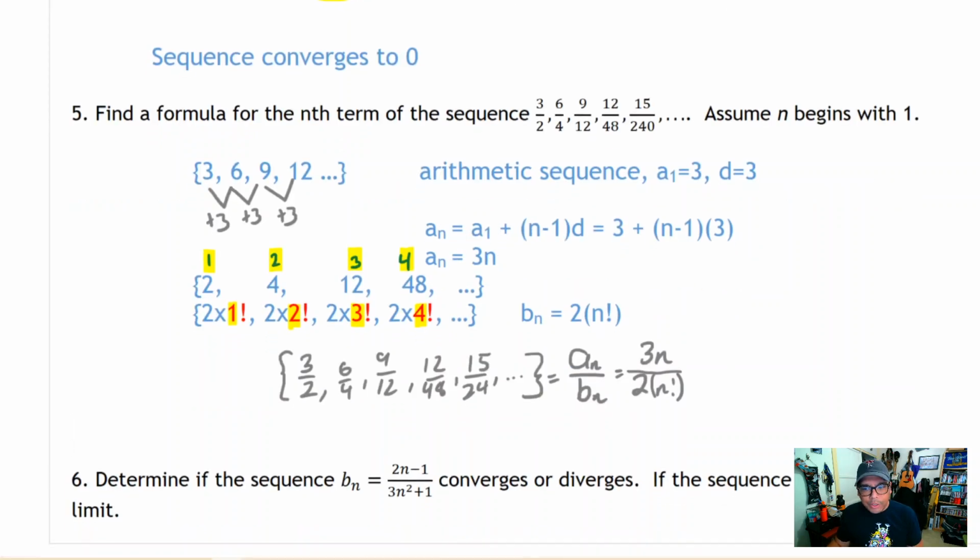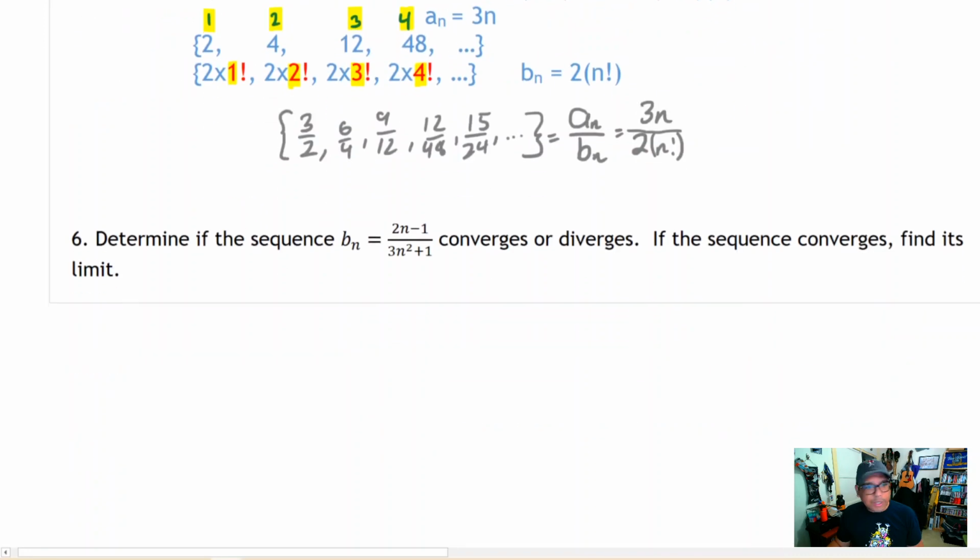So for question 6, the last one we're going to do here in this video, we're going to determine if this sequence converges or diverges. And if the sequence converges, we're going to find its limit. So these questions are always kind of phrased backwards, because really we should be looking for the limit, and then based on the limit deciding whether or not the sequence converges or diverges.